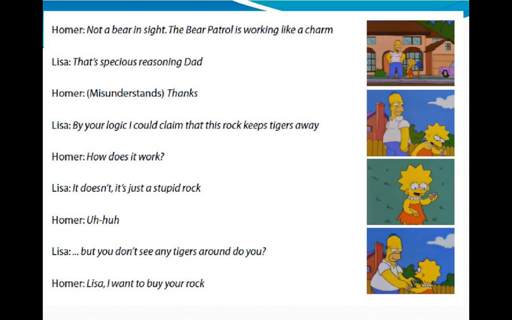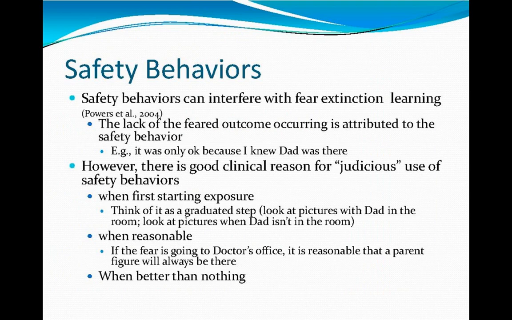And this is just a really good example of safety behaviors. So initially, Homer thinks that his bear patrol is keeping bears away, when in fact, there are no bears that are going to come around, and it has nothing to do with him being on the bear patrol. Similarly, there's no tigers around. Lisa could say it's because of the rock, but it's really not, right? So the idea with safety behaviors is that the individual does something they believe prevents the outcome from happening. And by doing that behavior, they can't learn that the situation itself was safe. They think it's only safe if Dad's around.